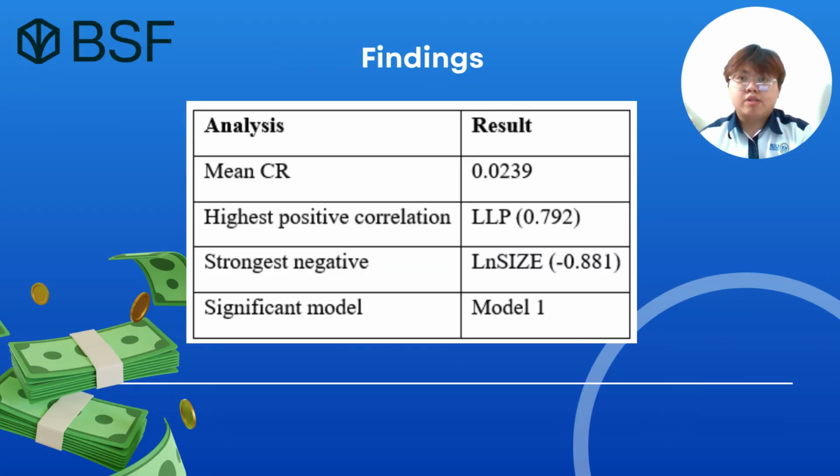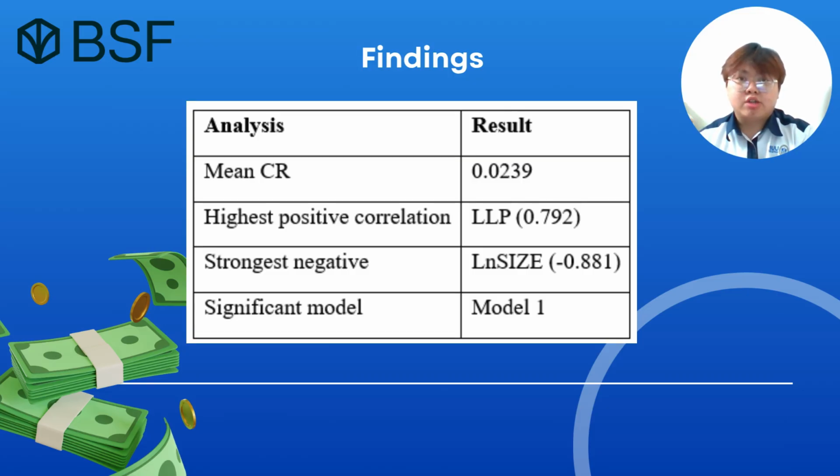Next are the findings. From the descriptive statistics, the mean credit risk is 0.0239, showing that BSF's credit risk remained relatively low during the study period. For correlation analysis, loan loss provision, or LLP, shows the strongest positive relationship with credit risk, with a correlation value of 0.792. This means when LLP increases, credit risk also increases. Meanwhile, bank size measured by LN size shows the strongest negative relationship at negative 0.881. This means larger bank size helps reduce credit risk.